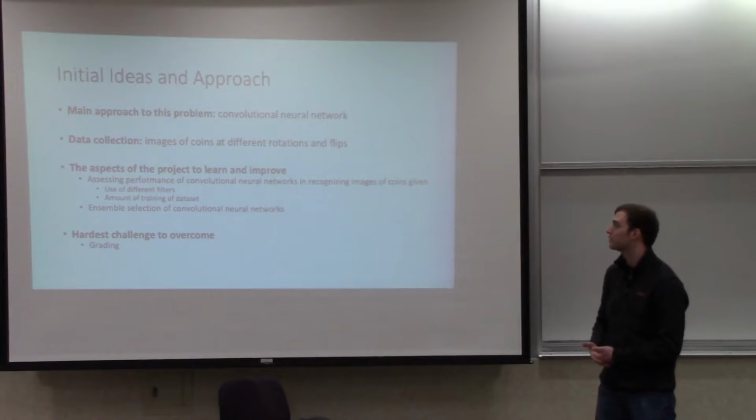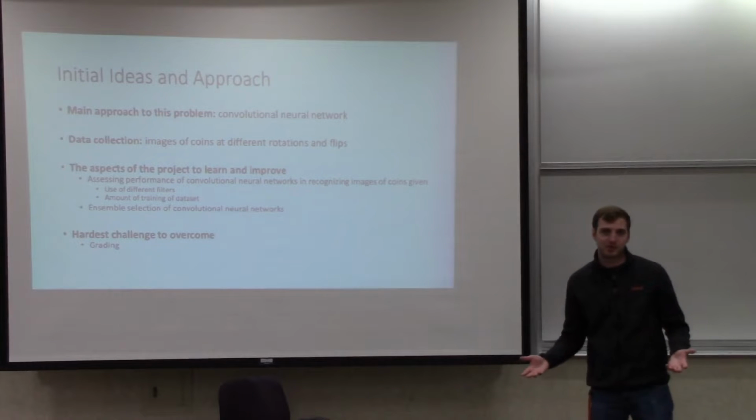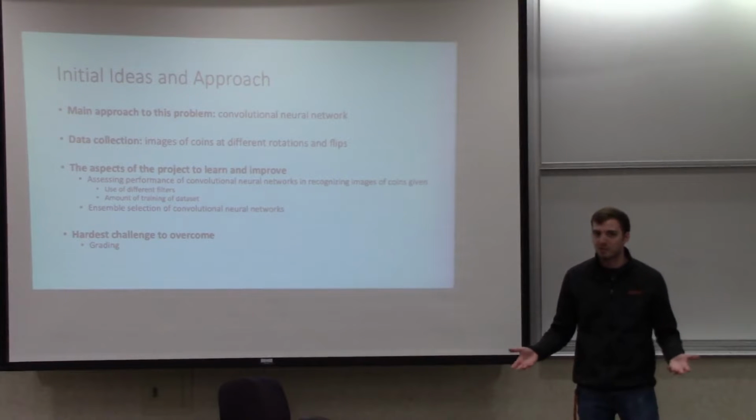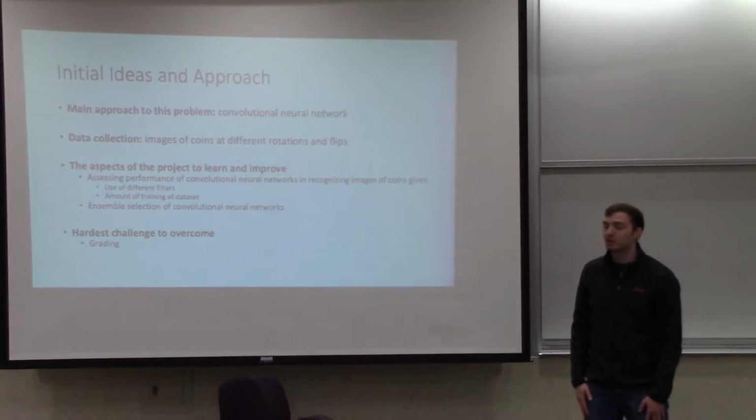And also, how much data do we actually need to train it? I mean, is 10,000 examples of graded coins enough? That could be doable. Is 100,000? That might be a little harder to get, but maybe that data exists. 1 million? I don't know if that data exists. So, how much data do we actually need?